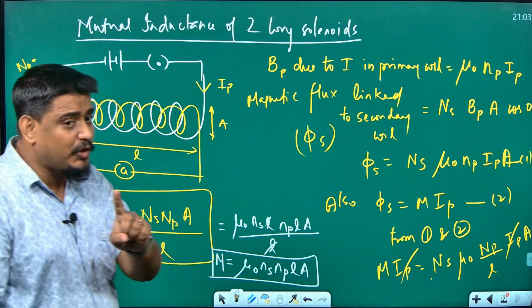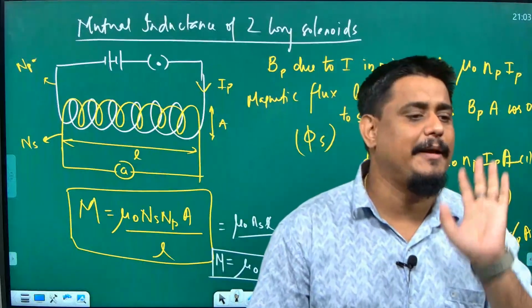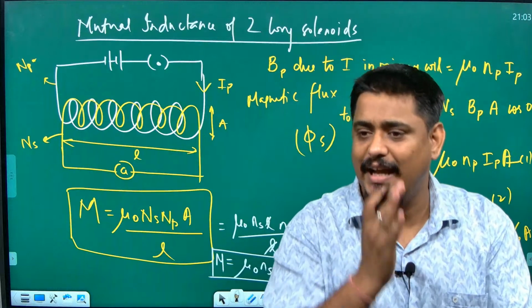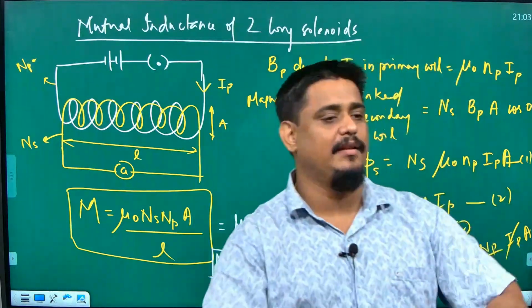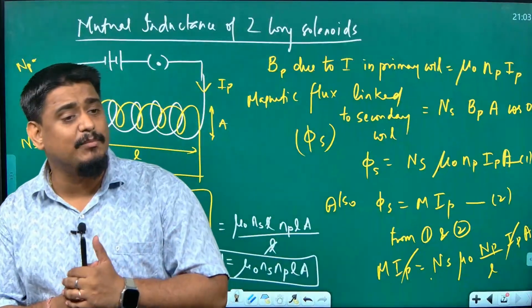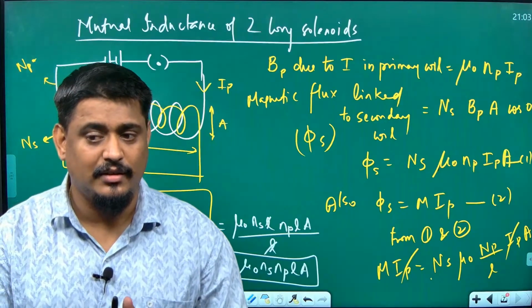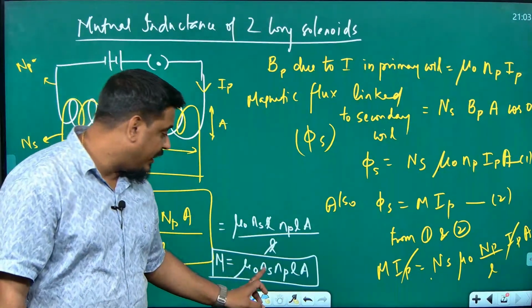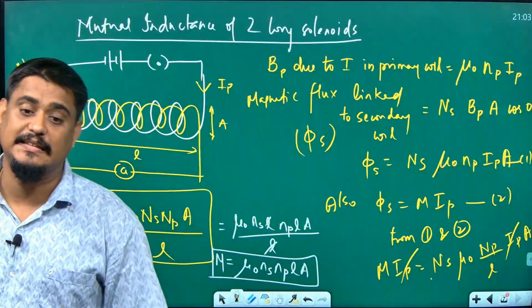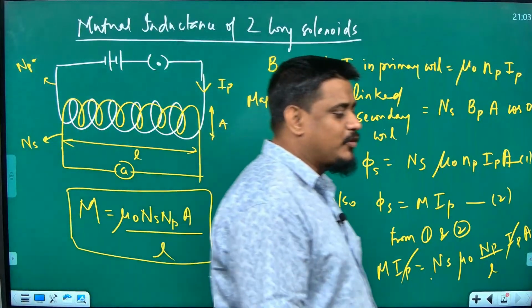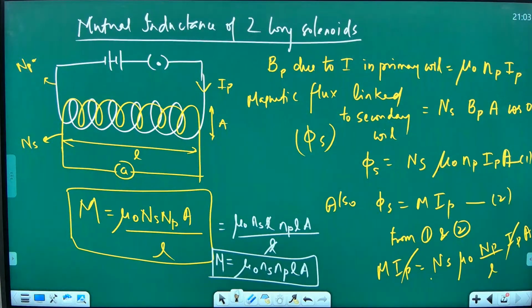So the self inductance of a long solenoid is mu naught N square A by L. The mutual inductance of two long solenoids is mu naught NS NP A by L, where NS is the number of turns in the secondary coil and NP is the number of turns in the primary coil. If somewhere you see this formula, here NS NP will be the number of turns per unit length and not the number of turns alone. This derivation is also important for the board examination. A question comes directly from here to derive this. So expect in the school exam a question where they will ask you to derive this expression.